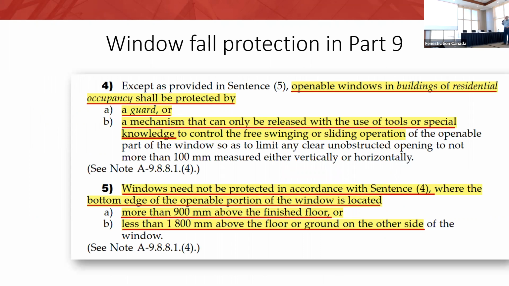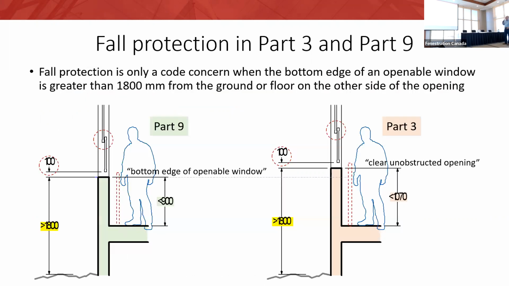And then virtually identical language in part 9. So if you compare part 3 and part 9, that's where you're at. They both have the same limit to the outside. 1800 is the distance. If you fall less than 1800, you don't have to worry about it. If you're below the specified limit, if you're above the specified limit in part 9, now it's 900, it's been raised, then you would need a window opening limiter or a guard. If you are at 900 or higher, you don't need anything. So that's the new requirements for fall protection.